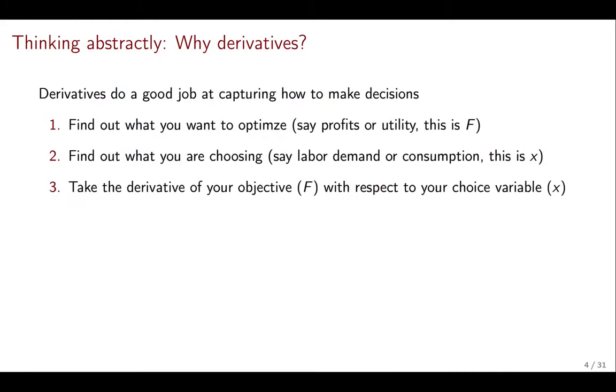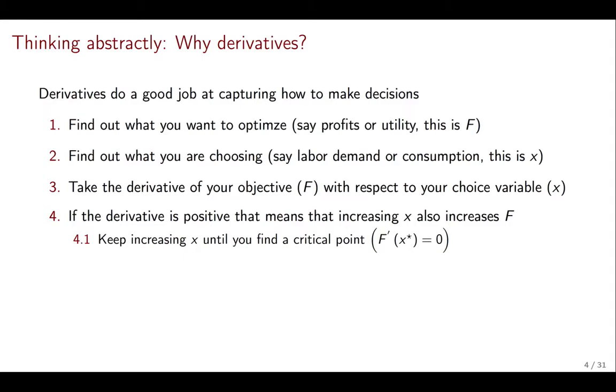And then you can take the derivative of your objective function f with respect to your choice variable x, say the derivative of utility with respect to consumption. And two things can happen. If the derivative is positive, that means that increasing x, increasing consumption, also increases utility. And so the conclusion is clear. You keep increasing x because that keeps increasing your utility, up until you find a critical point, up until increasing x further will not increase utility further, and then you're done.